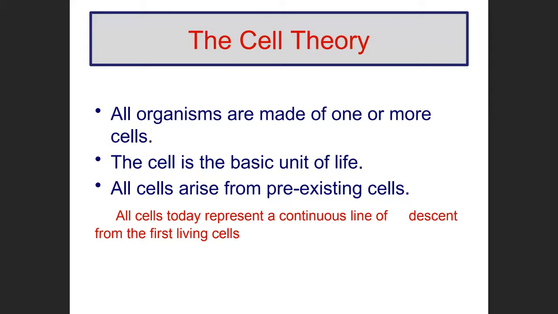All organisms are made of one or more cells. That's one. The cell is the basic unit of life. All the organisms, all the living things, we are united, we all are made of cells. If not, we don't call them living things or organisms. And all cells arise from pre-existing cells.